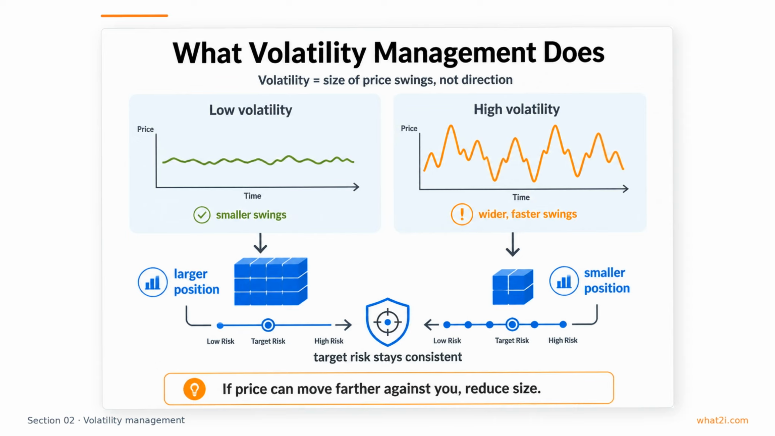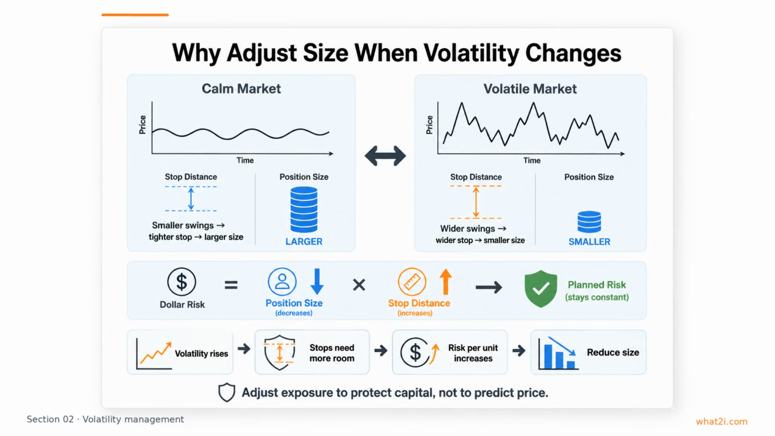Because risk depends on how far price can move against you, position size should change as volatility changes. The goal is to keep your risk more consistent even when the market is not. If you keep position size fixed while volatility rises, risk often increases without you noticing.